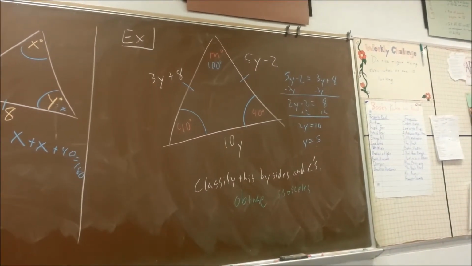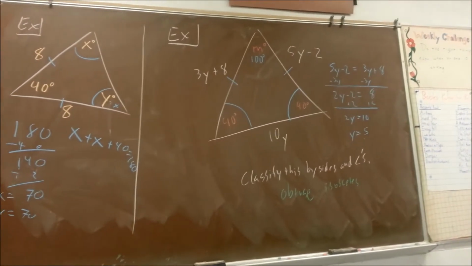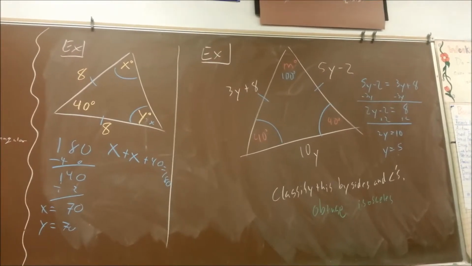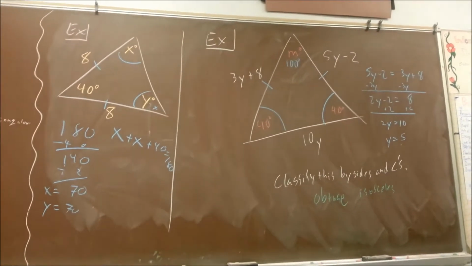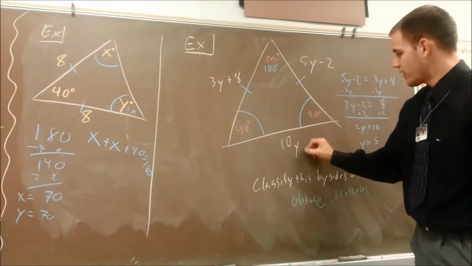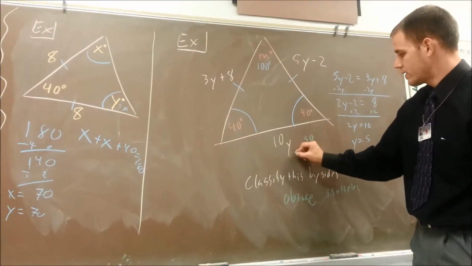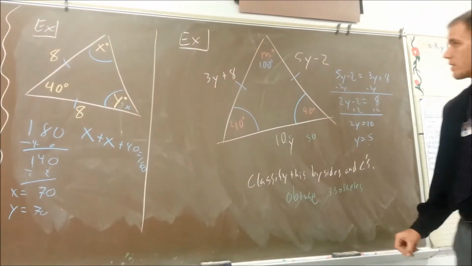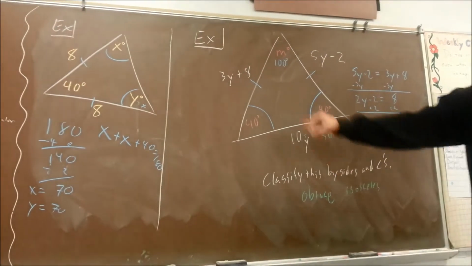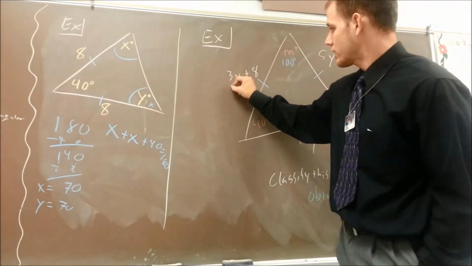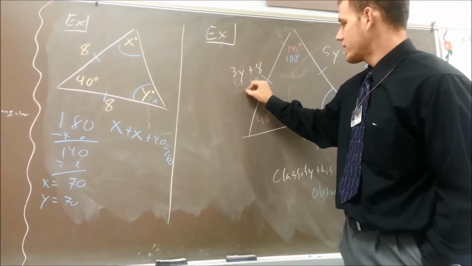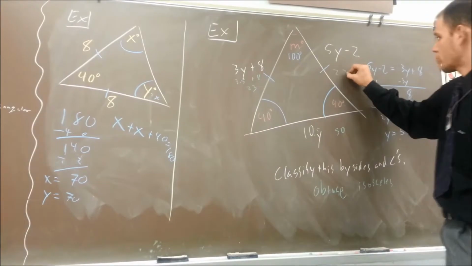Are any of these sides bigger than Mr. Kuhne's age? I'm 32. Any of these sides bigger than Mr. Kuhne's age? Which one? 10y, yeah, because that's going to be 10 times 5, so this side's going to be 50. What about those sides? Are those going to be bigger than my age? No, 3 times 5 is, let's say, so that's going to be 15, 23, and 23.